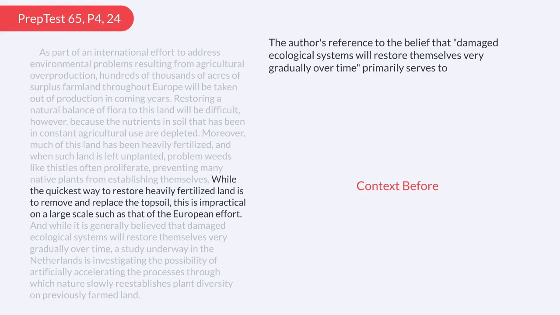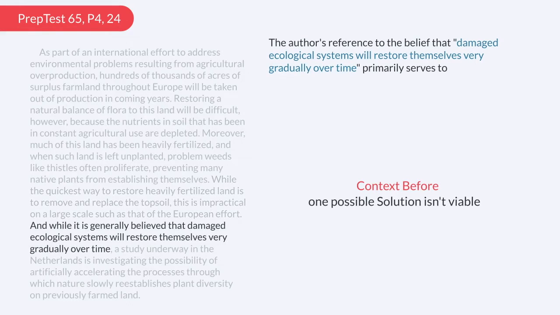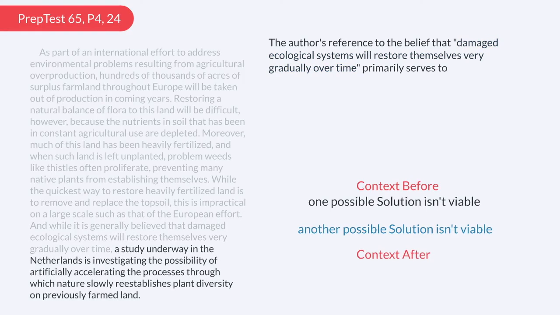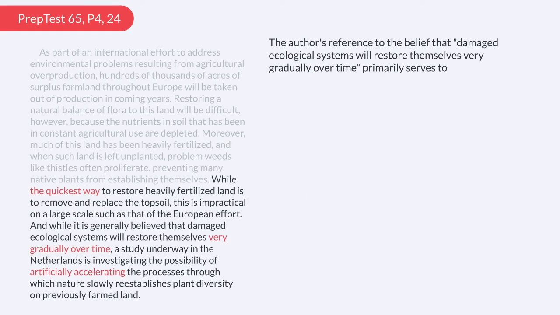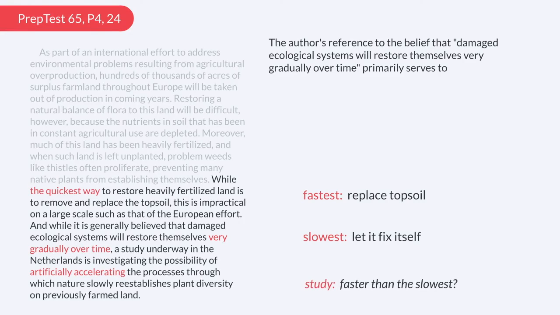So the context right before this detail was talking about one potential solution that isn't viable. And the idea of letting an ecosystem gradually fix itself over time was another solution that the author didn't think was viable. And then the following sentence is saying, but the Dutch are trying to speed this up. They're hoping they can accelerate. So when we look at the before and after claims, they're all dealing with time periods. We're trying to accelerate it. We know we won't get the fastest, but can we do better than the slowest?